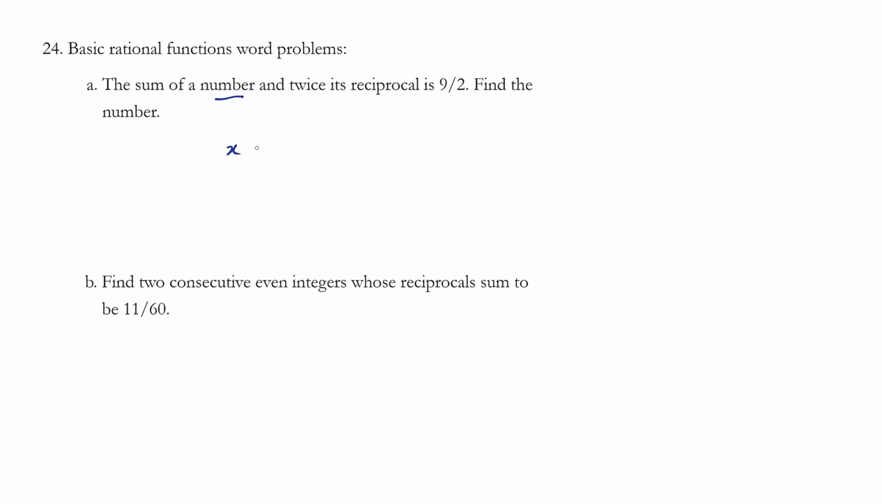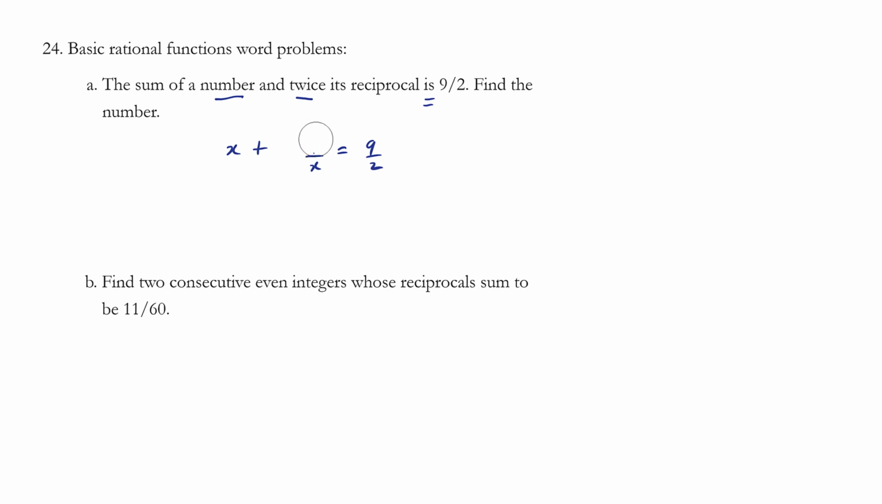So the word sum means we're adding. The word reciprocal means 1 over x. However, twice means 2 times that reciprocal, which is 1 over x. Is, in the English language, means equals 9 over 2. Now that we have the equation, that's the hardest part. The rest is simply a matter of using algebra.